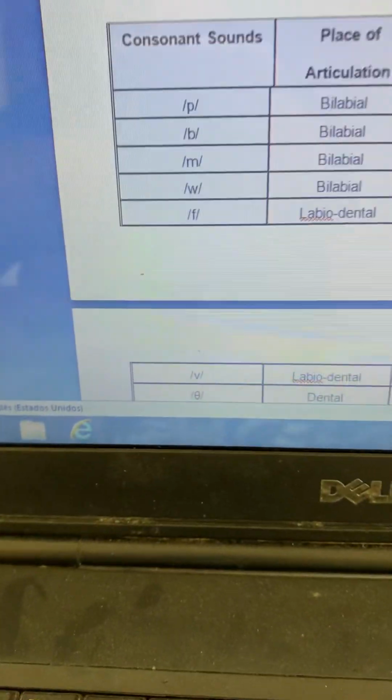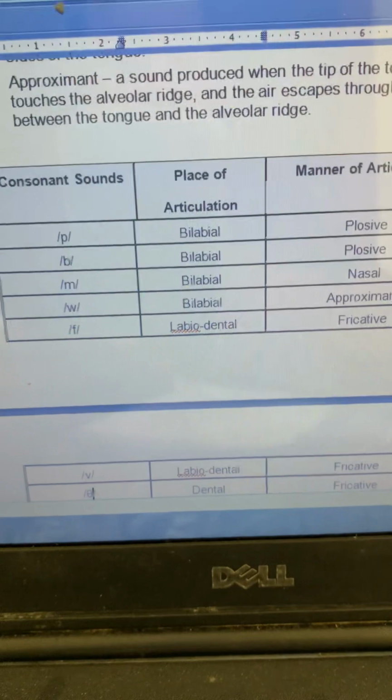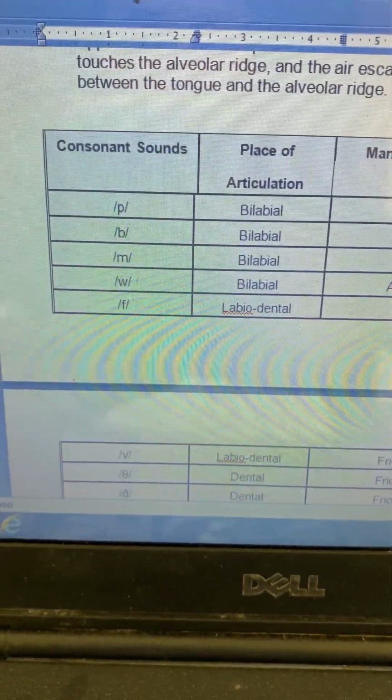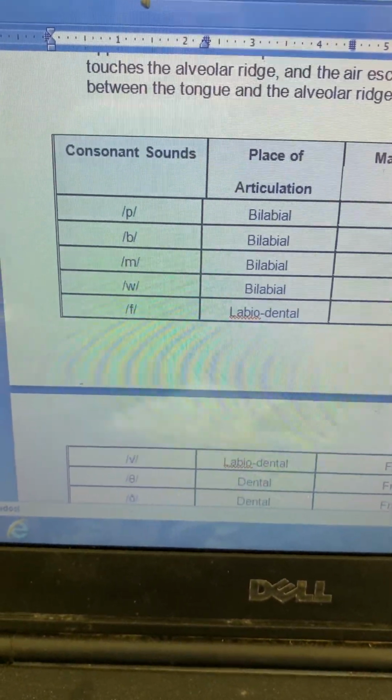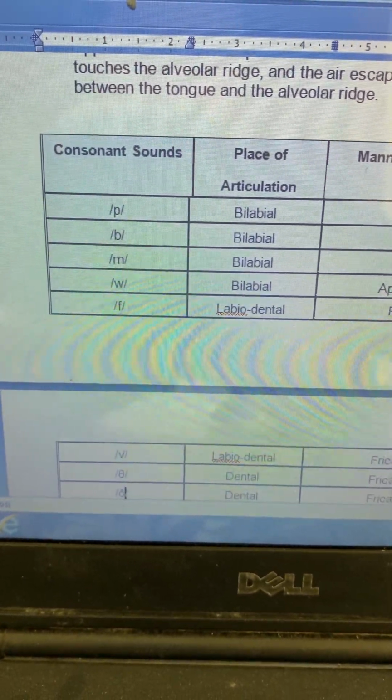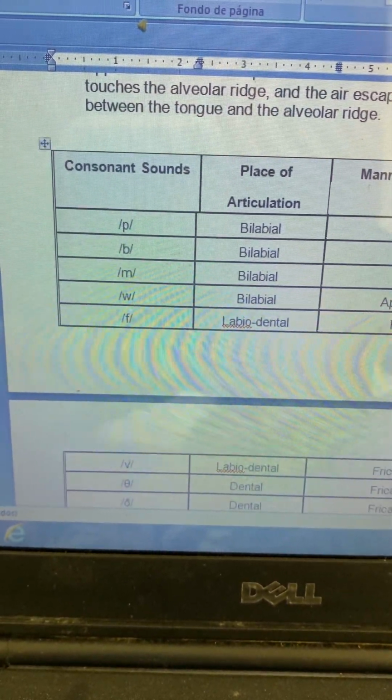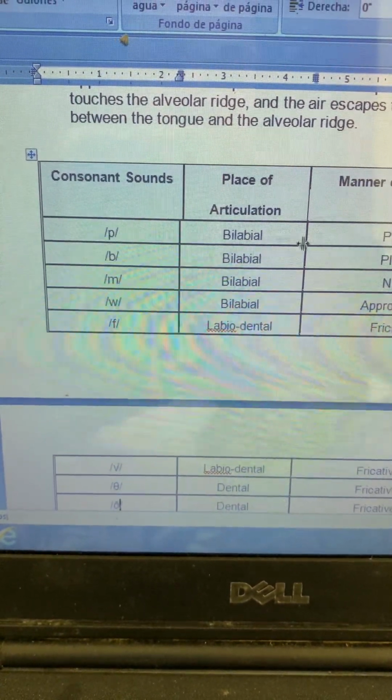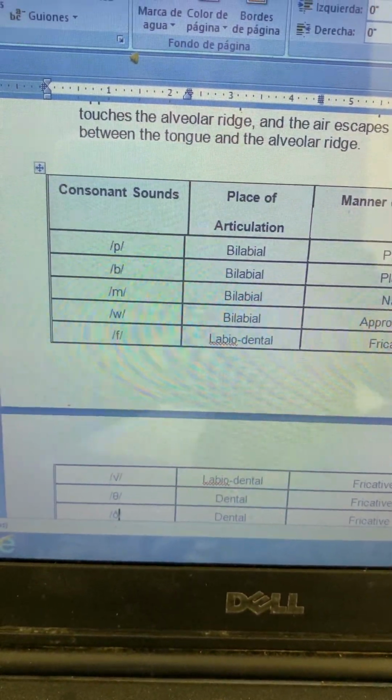And now I will show you a chart about consonant sounds, place of articulation, and manner of articulation with some examples. Here we have the consonant sounds, and number one is P, which is voiceless, bilabial, plosive. For example, pet.